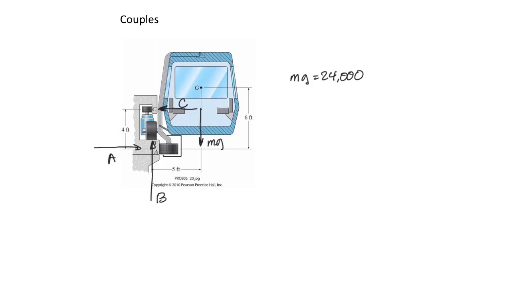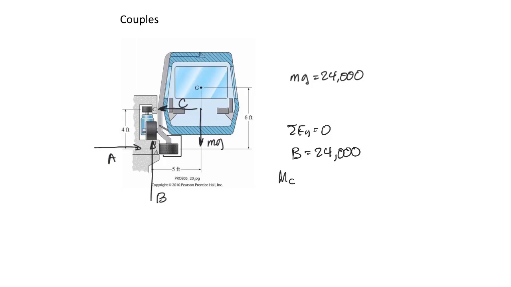Well, these are equal and opposite and not collinear. The reason I know that is because they're the only forces going in the vertical direction, therefore they have to be a couple. Because this is a couple here, that means this also has to be a couple because these are also opposite and parallel, so I can know by observation that they are also equal in magnitude. So all I have to do is say that the sum of the forces in y is equal to 0, so I'm going to say that B is equal to 24,000.